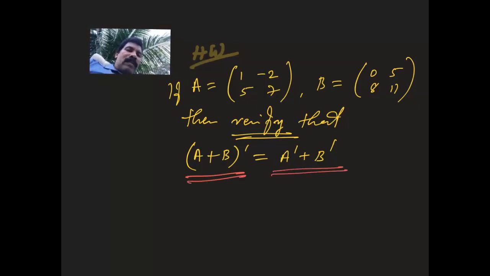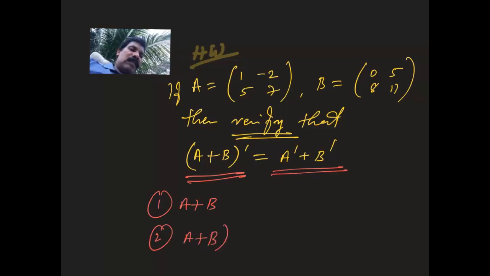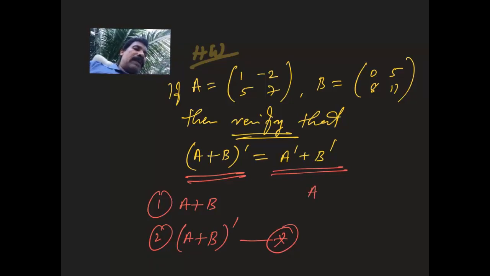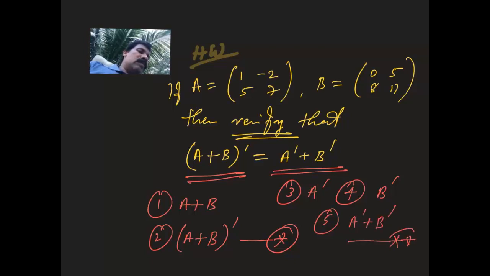So what to do here? Very simple. First of all, you have to find A plus B. Then you have to find its transpose, that is (A plus B) dash. Call it equation star. Then you go for A dash, that's your third step. Then fourth step, you go for B transpose. Then fifth step, you go for A dash plus B dash. Call it double star. You can verify that this result and this result are the same. That's all.